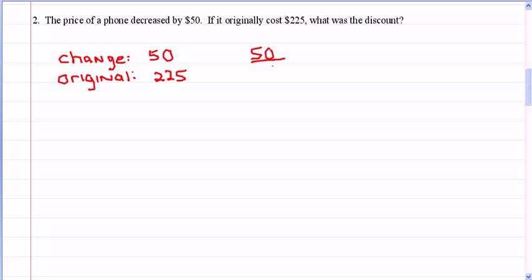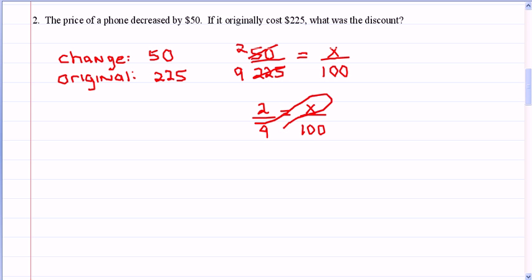So we're actually given everything we need for our formula. Change over original equals x over 100. And you can cross multiply, but if you notice that 50 and 225 are both divisible by 2, you can cross multiply using 2 over 9 instead. Starting with the diagonal that has the variable, 9x equals 2 times 100 is 200.